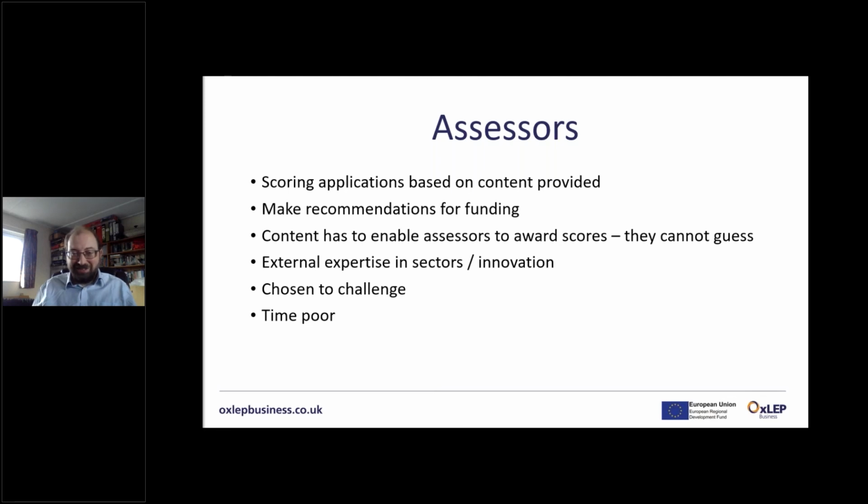We can't guess. Okay, so that's the third bullet point on there. The content has to enable assessors to award scores. If it's not there, if we can't see it, if we can't find it, or if it's not clear, we can't guess, and assessors are not expected to make assumptions. They are there to challenge, so they challenge assumptions, and they will have external expertise in sectors, certainly in innovation. But they will challenge the content of applications.